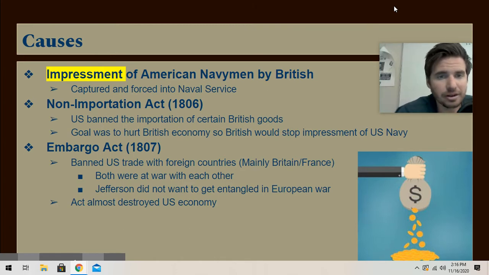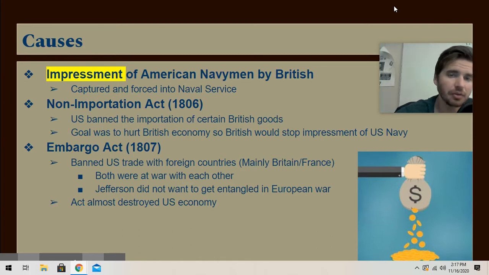First, we have the impressment of American Navy men by the British. What does impressing mean? Does that mean showing off for the girls, or wearing something that makes you look good for the guys? No, not what we're talking about. Impressment means to capture and force into naval service specifically. The British were impressing American Navy men.